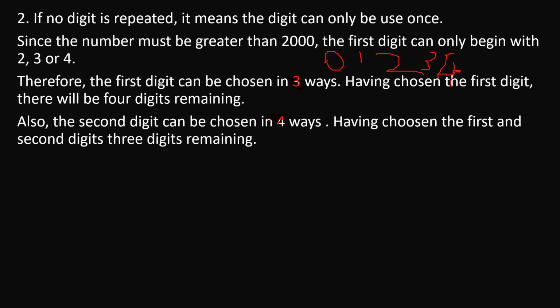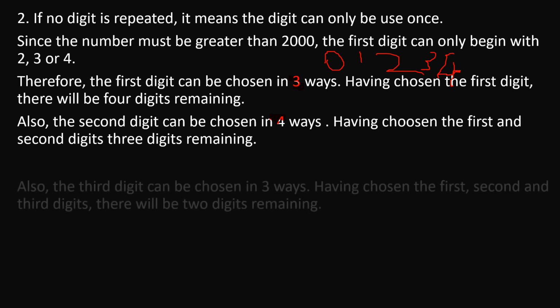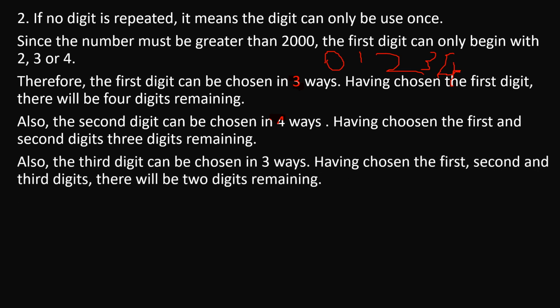Having chosen the first and the second digit, there are 3 digits remaining. So to choose the third digit, I will choose it in 3 ways, because there are 3 digits remaining for me. Having chosen the second and third digit, there will be 2 digits remaining.